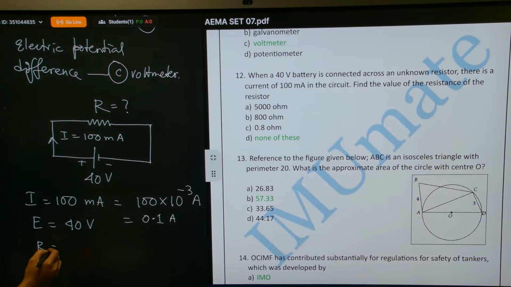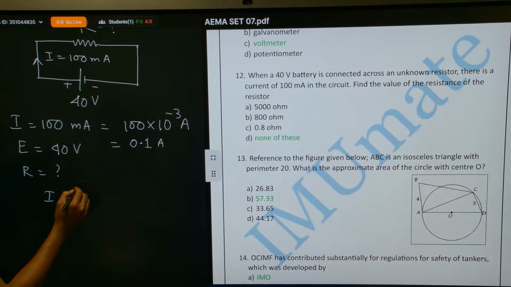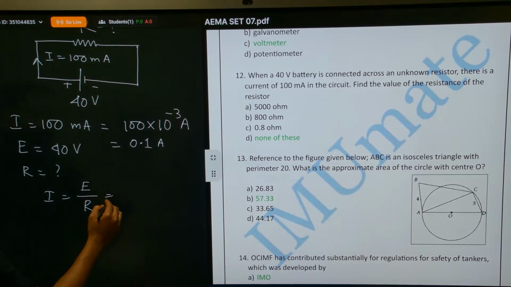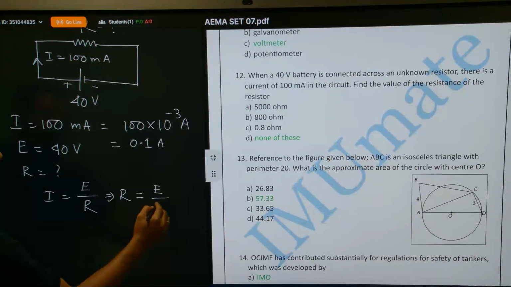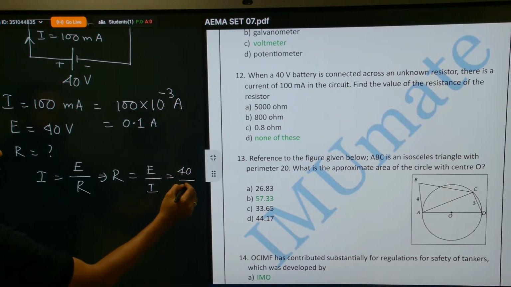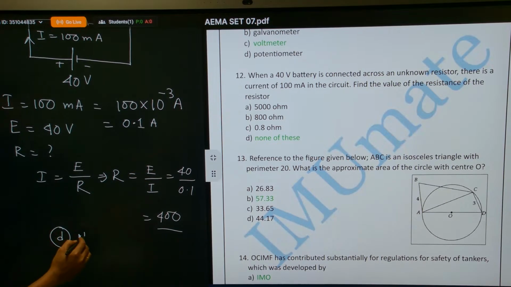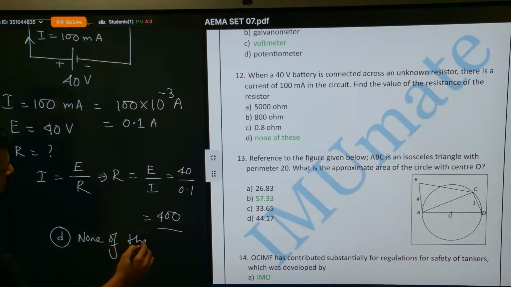Resistance is unknown. What we have learned up till now: I equals total EMF by total resistance. So R would be E by I. E means 40, I means 0.1. How much do we get? 400. None of this. So option D, none of this, because 400 is not given.